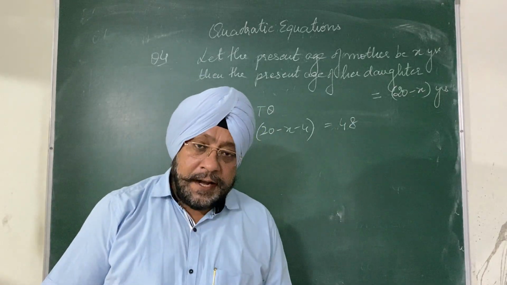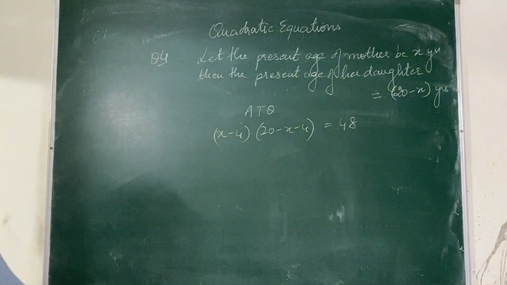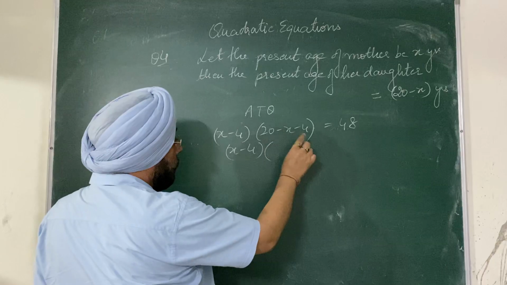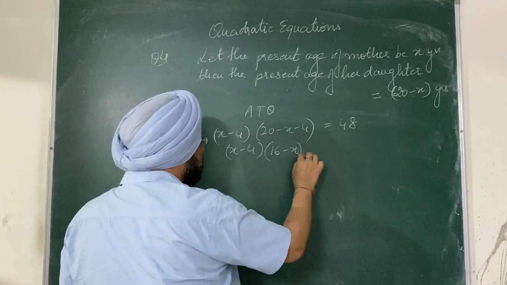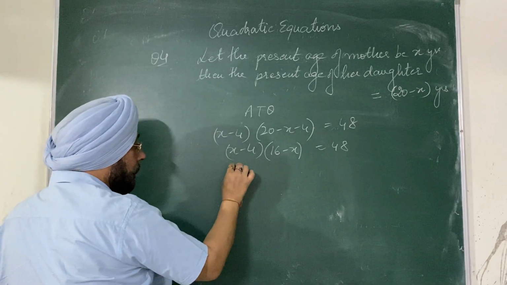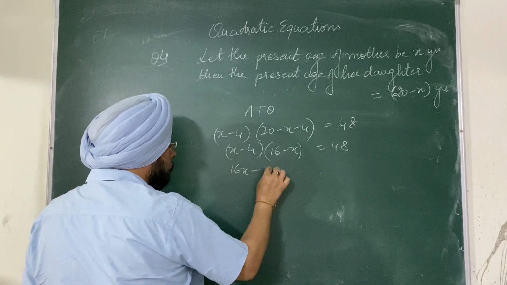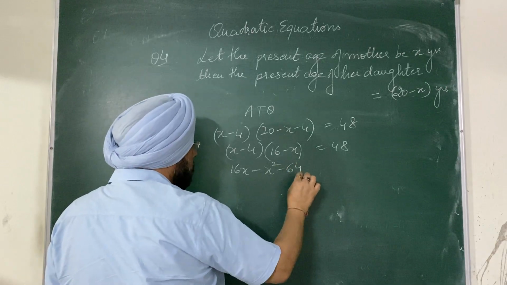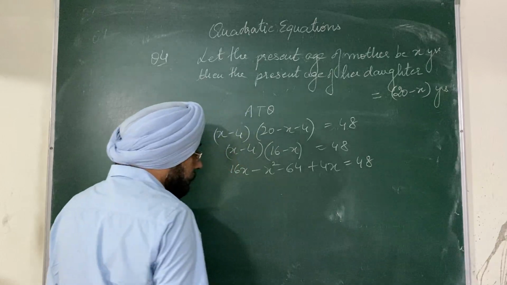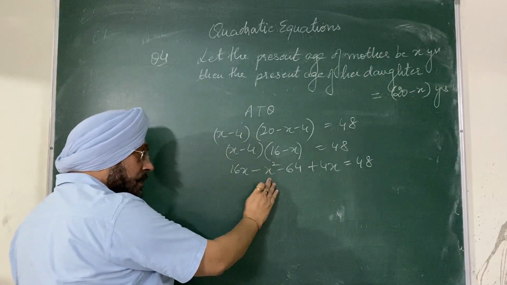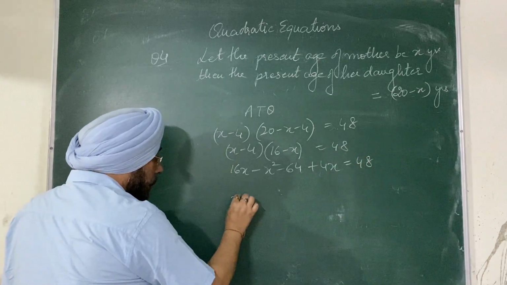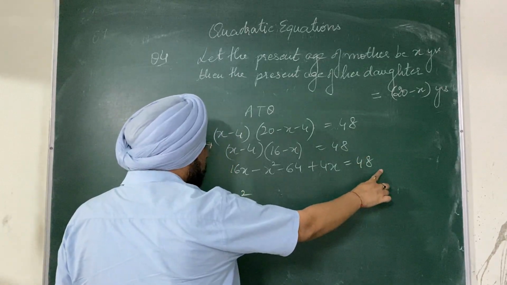So that is the condition given to us. So let's solve. (X minus 4), we get this is (16 minus X), this is equals to 48. So multiply these two values horizontally. So we get 16x minus x squared minus 64 plus 4x, that is equals to 48. Since we have to get x squared as positive, so transfer all values to the right hand side.